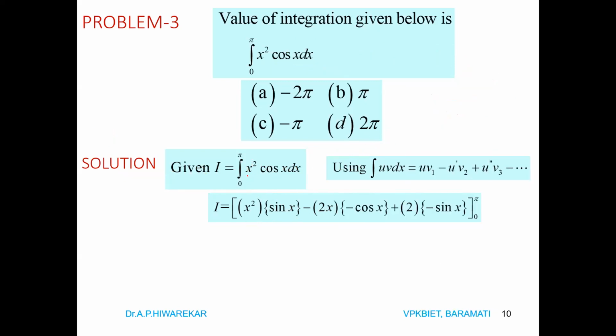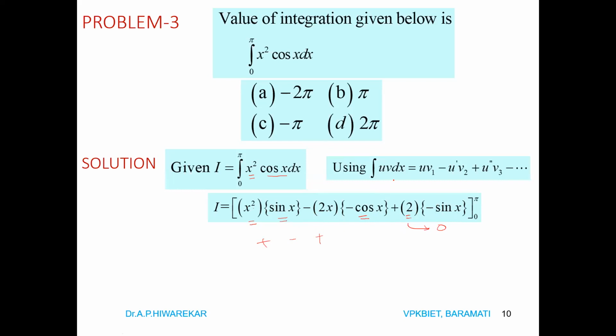You are getting this: first function x square, integration of cos x is sin x. How do you get the next term? The derivative of x square is the second term with a negative sign. The derivative of x square is 2x, and the integration of sin x is minus cos x. How do you get the next term? It is with a plus sign because the signs alternate: plus, minus, plus. Then the derivative of 2x is 2, and the integration of minus cos x is minus sin x. How do you get the next term? Because the derivative of 2 becomes 0, it is not required to calculate the next term.